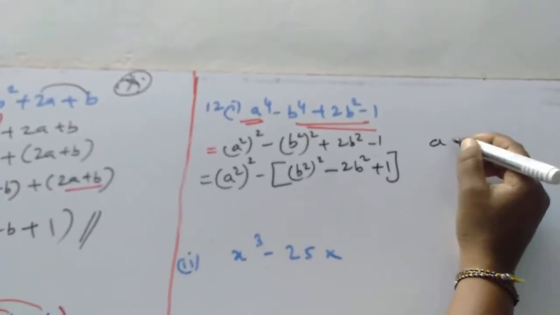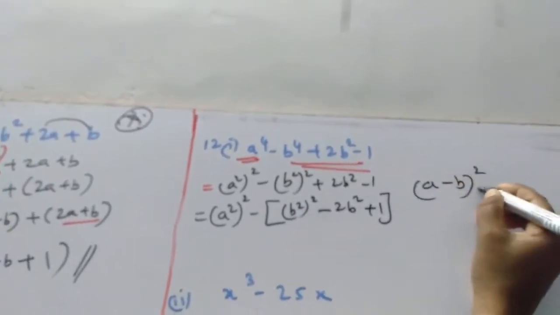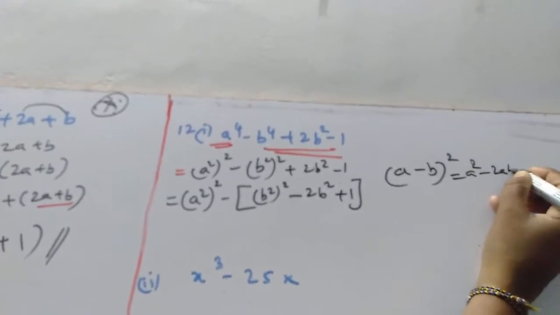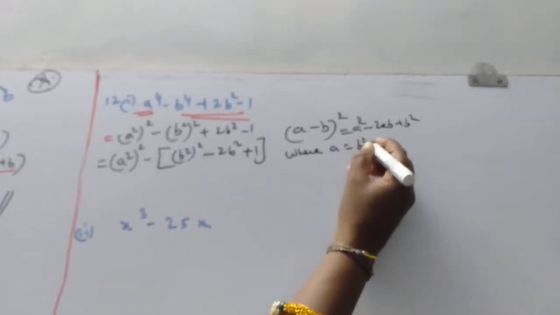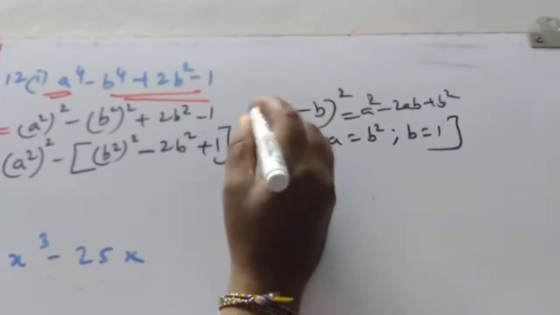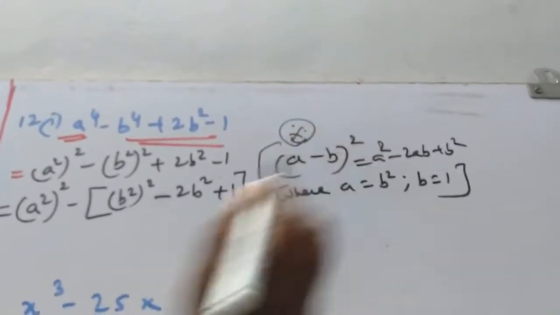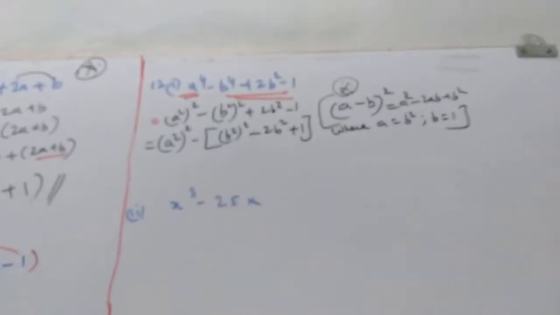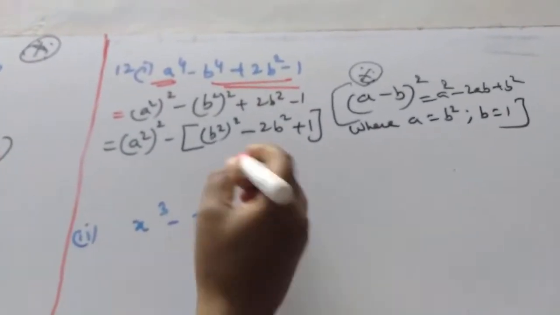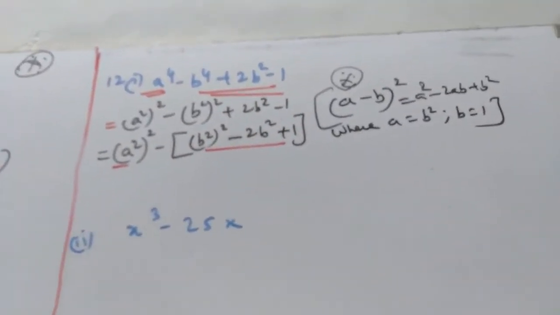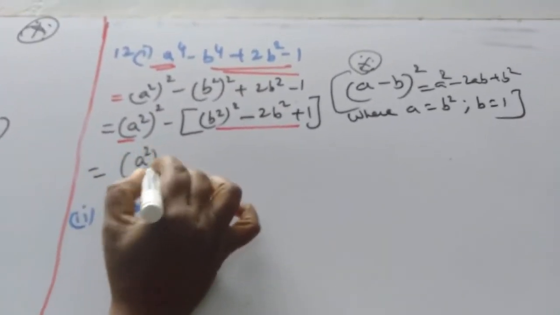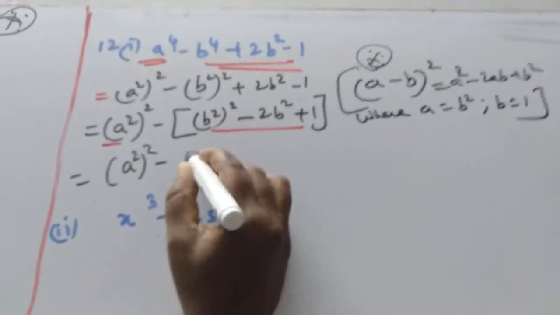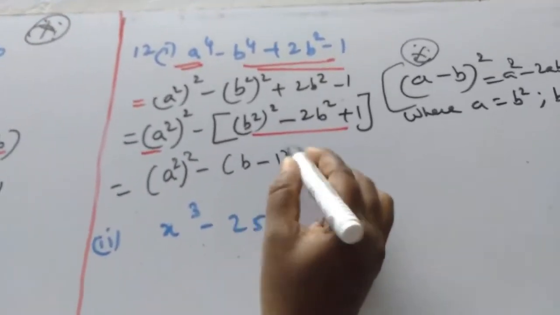So here it is in the form a minus b the whole square, which is equal to a square minus 2ab plus b square, where a here is b square, comma b here is 1. So this reason is most important. So this can be written as here a square minus b square. This can be written as, that is a square minus b minus 1 the whole square.